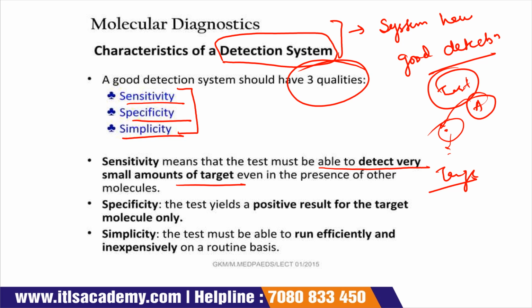Specificity means that the test yields a positive result for the target molecule. When the test gives a positive result only for the target, it is considered specific. Then simplicity means that the test runs efficiently and inexpensively. When this test is performed on a routine basis, it runs efficiently and inexpensively.